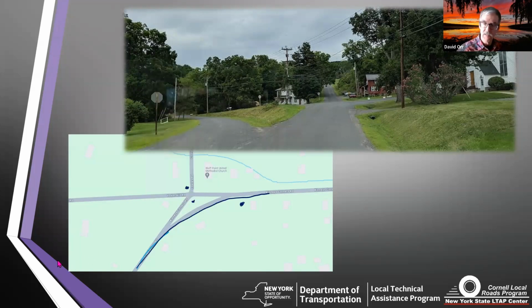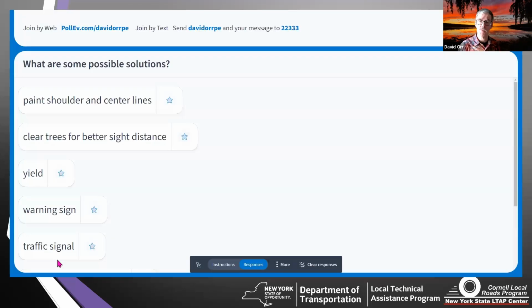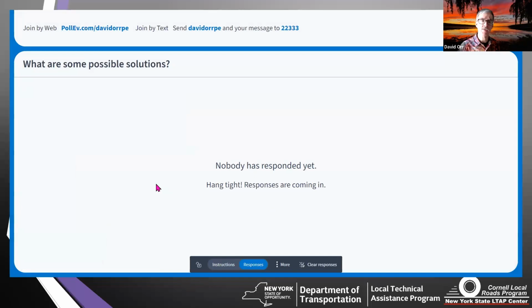There's a lot of conflict points. Traffic volumes are relatively low. What do you think you could do if you were a small town with not a lot of money in your budget to improve this particular intersection? What I'm going to do is clear all the responses, so hang on. Okay, start putting your answers in.